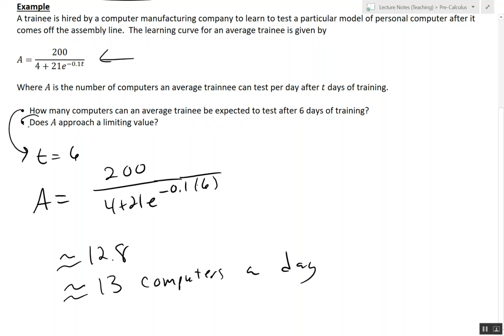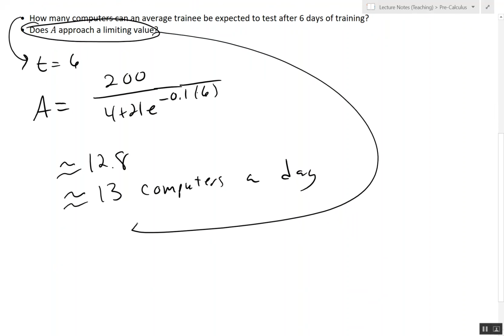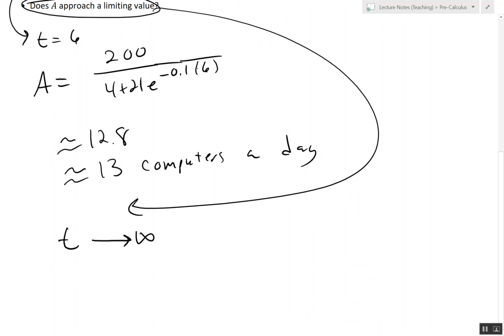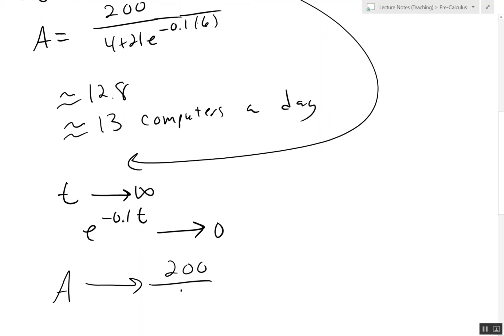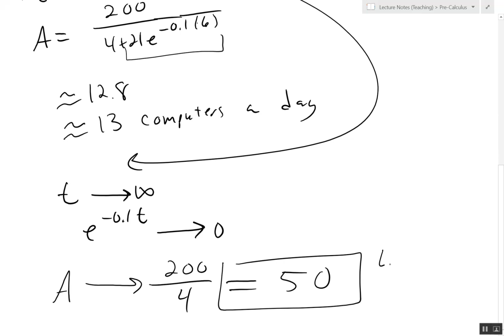Now, does A have a limiting value? Let's look at that. That wants to know what happens as t approaches infinity. Again, as t approaches infinity, e to the negative 0.1 t is going to 0. So that means that A is going to approach 200 over 4, since this part here will go to 0, and this is equal to 50. So 50 here is our limiting value.